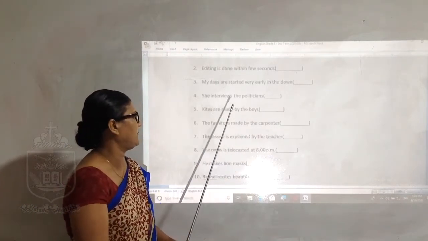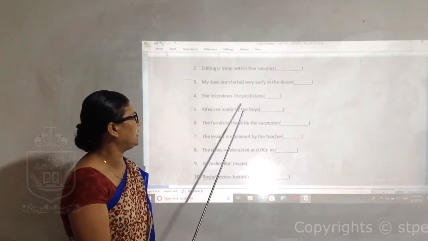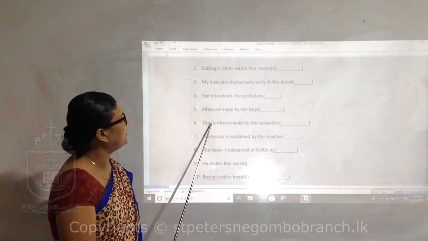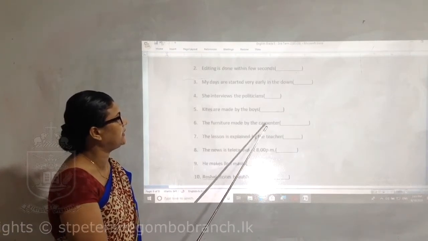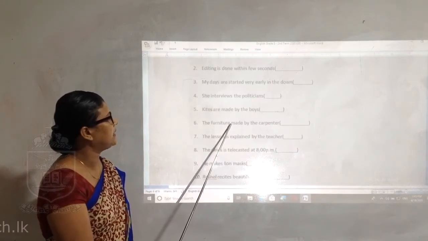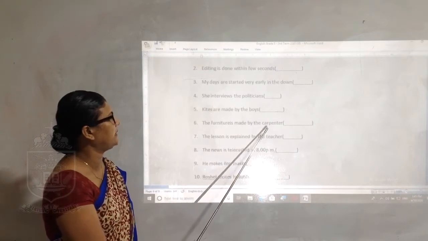Just write passive. The furniture made by the carpenter. The furniture, you have missed one word. The furniture is made by the carpenter. Please write is here. There's a mistake. The furniture is made by the carpenter.